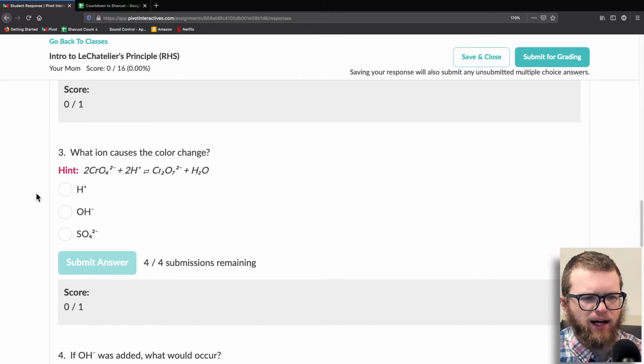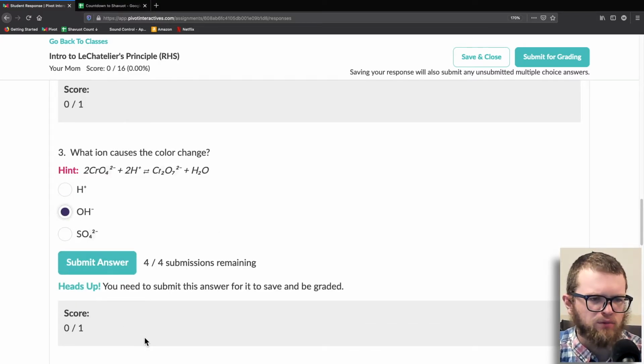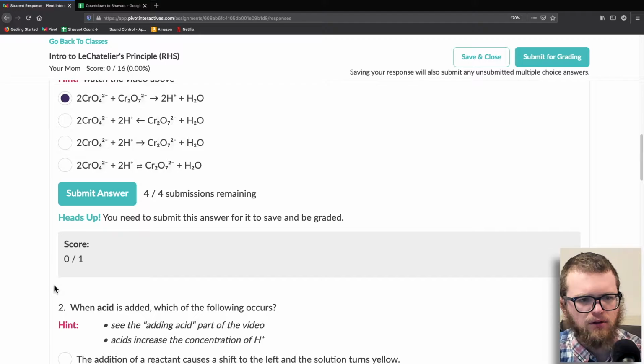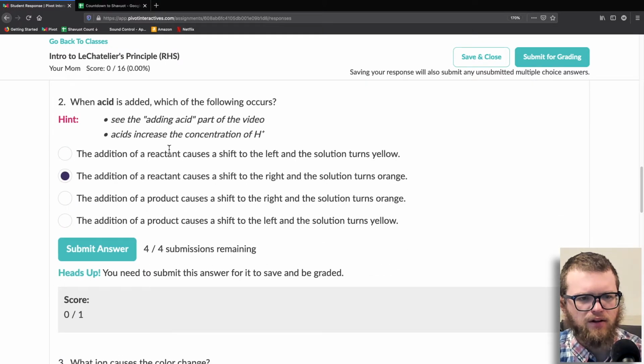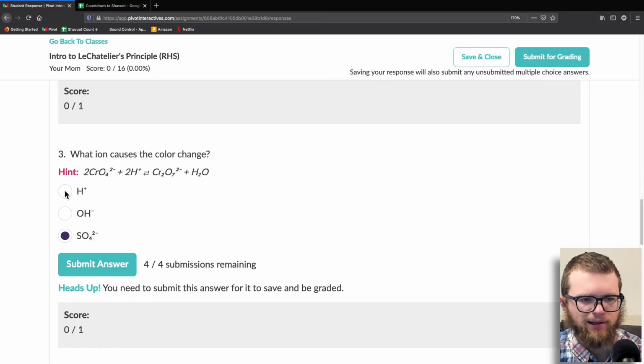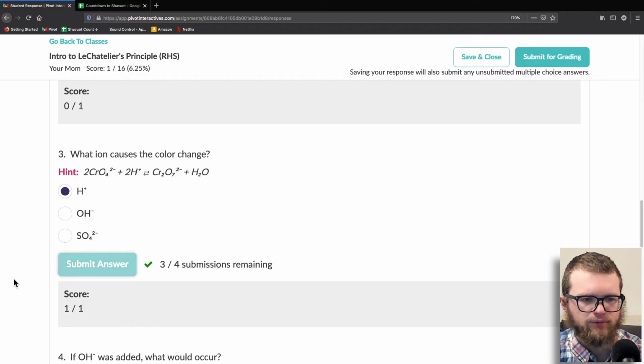So, which ion causes the color change? Well, were we adding H+ ions? Were we adding OH- ions? Or were we adding SO4 2- ions? Well, it said in this problem, acids increase the concentration of the H+ ion, so there we go. Hey, got it.